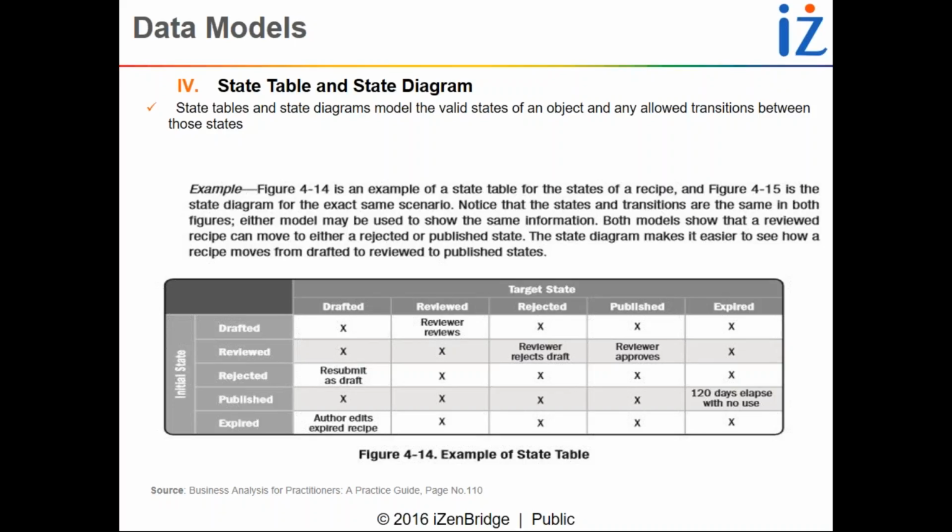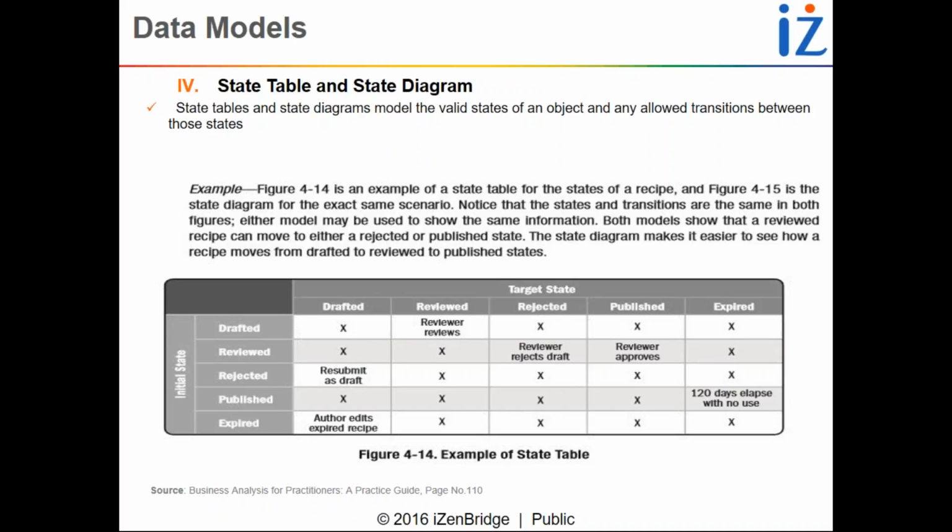And when we represent this information using diagram or table, it helps us to keep all the transitions in our requirements. It helps us that we are not going to miss any transition that is part of the life cycle of any object. For example, you are creating a document. The life cycle of creating a document: you create a draft, then you review, either you reject, or you may publish it, and then after some time it expires.